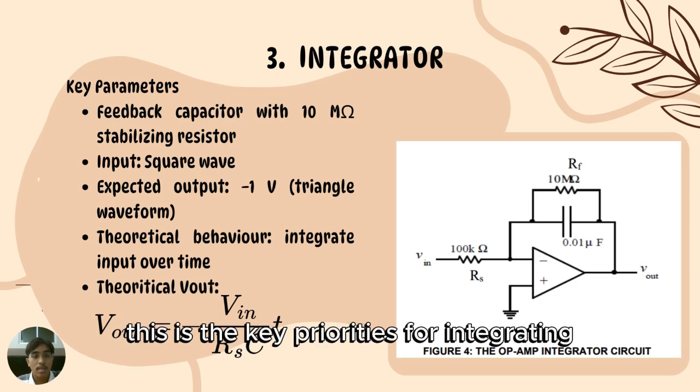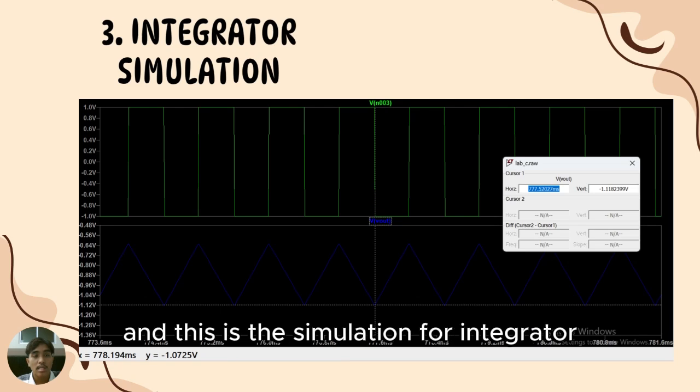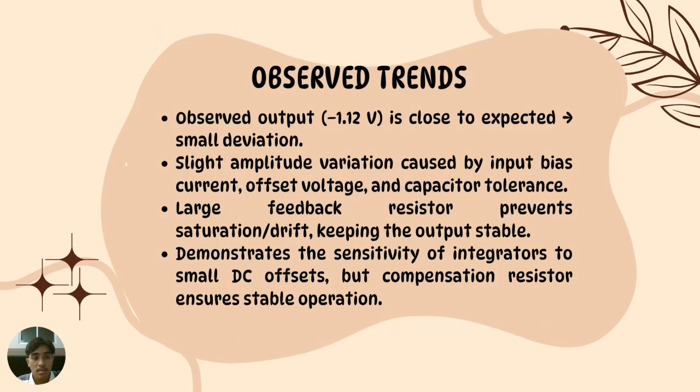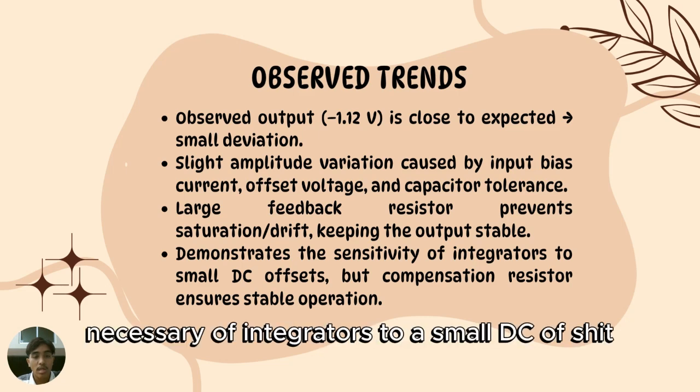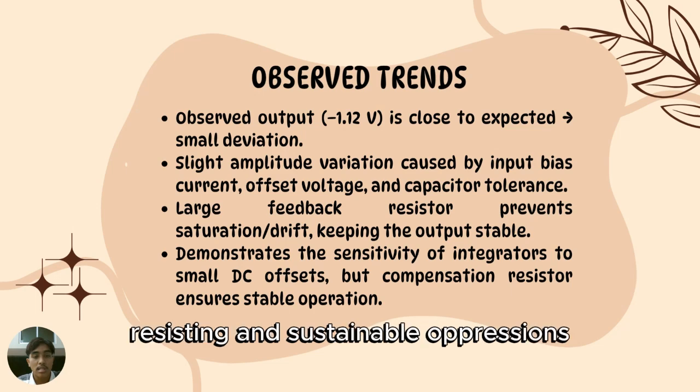These are the key parameters for the integrator. This is the circuit for the integrator, and this is the simulation for the integrator. The observed output is negative 1.12 volt, which is close to expected, with small deviation. The slight amplitude variation is caused by input bias current, offset voltage, and capacitor tolerance. A large feedback resistor prevents saturation or drift, keeping the output stable. This demonstrates the sensitivity of integrators to small DC offset, but compensation resistor enables stable operation.